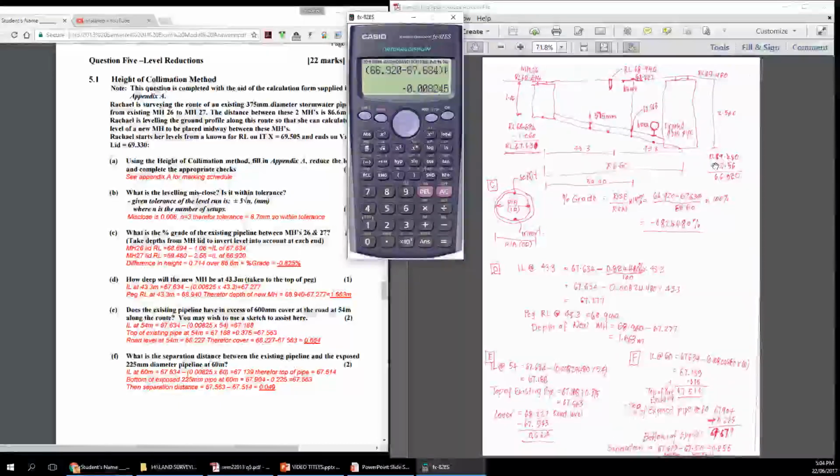So what's the separation between the two pipes? 67.679 minus 67.514 is 0.255, which is pretty reasonable. Again, we want to look, we don't want pipes clashing, we want a good separation between the pipes as well. So sometimes we might have to put a concrete collar or something in there just to keep everything separate and make sure one doesn't impact on the other.